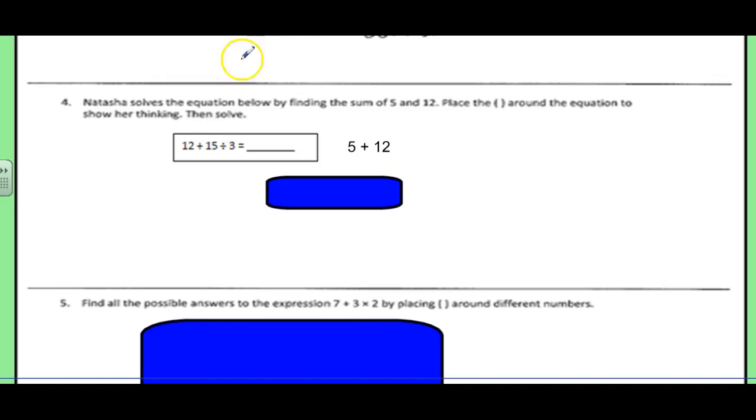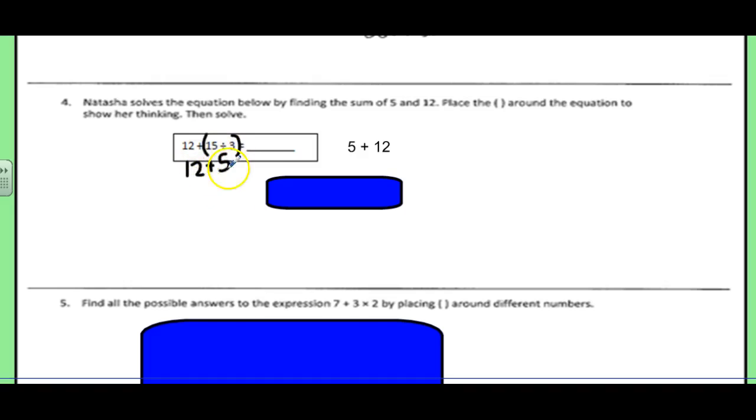I know that if I'm going to put parentheses around 12 plus 5, this is going to give me 27. And that would leave me with 27 divided by 3. And that is not 5 plus 12. So, parentheses are not going to go there. So now I'm going to try 15 divided by 3. And I know that 15 divided by 3 gives me 5. And now I have left 12 plus 5.